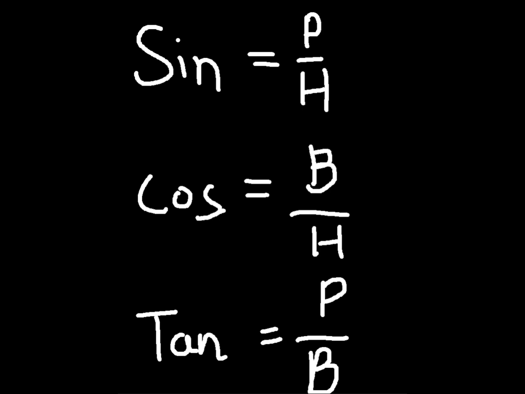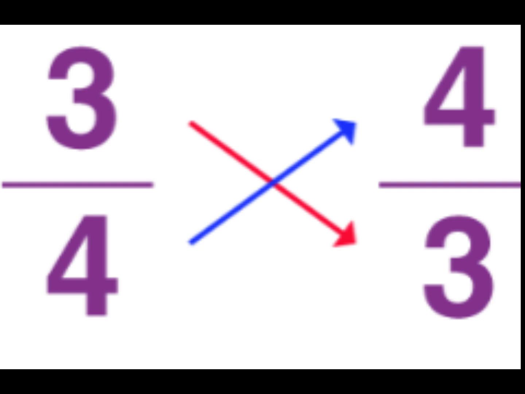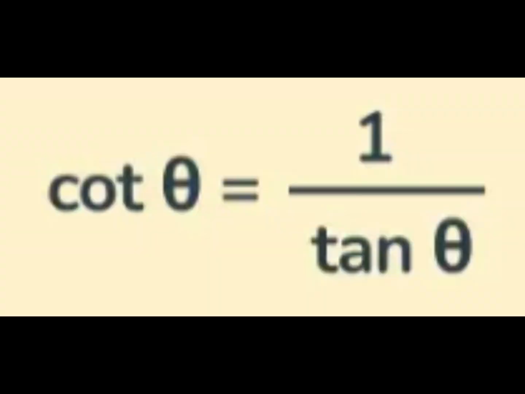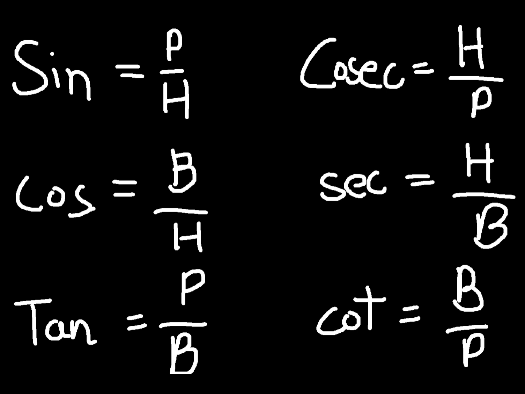There are 3 more ratios that are just the reciprocal of the first 3 ones. Cosec is the reciprocal of sin, sec is the reciprocal of cos, and cot is the reciprocal of tan. This basically means that their ratios are just the reciprocal of the first 3 ratios. Note all these ratios down, as this chapter is all about these 6 ratios.